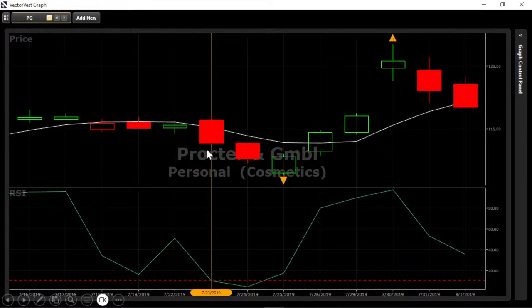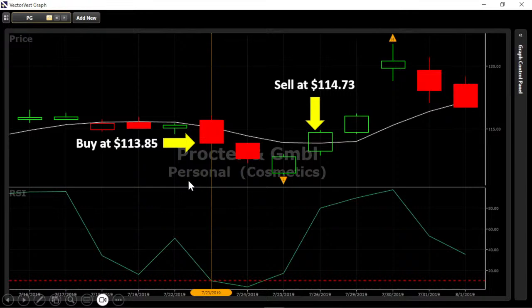Now, I see that on that day, the price of the stock closed well below the 5-day moving average. So I'm going to enter as close to the close as possible. I don't know what the price was at 3:50 p.m. or 3:55 p.m. So the purpose here is, I'm just going to use the closing price as our cost basis. So if we put a market order in as close to the close as we can, 113.85, give or take a few pennies, we sell 1, 2, 3 days later at $114.73.